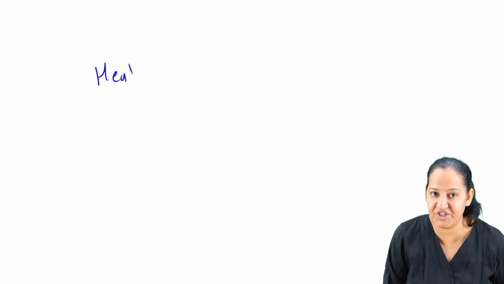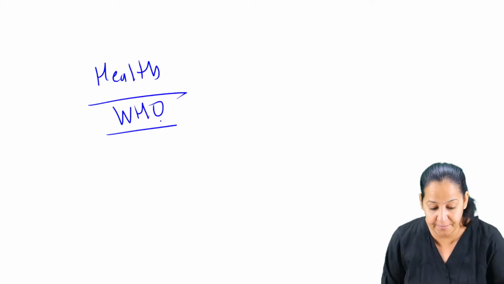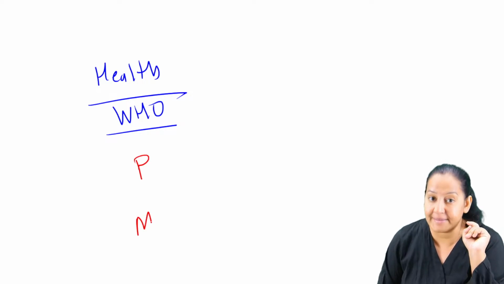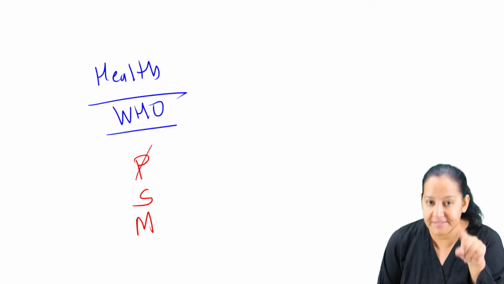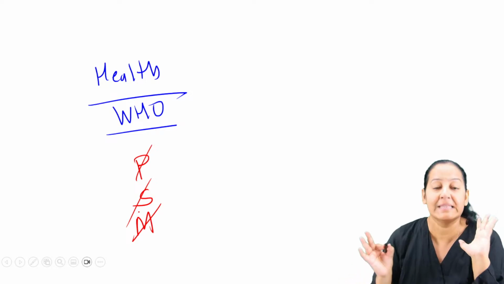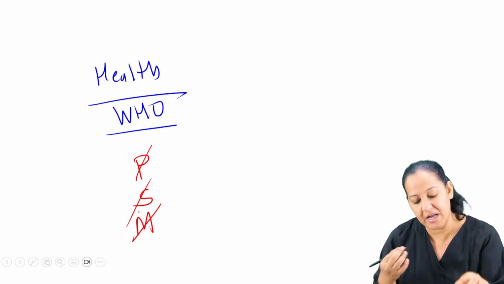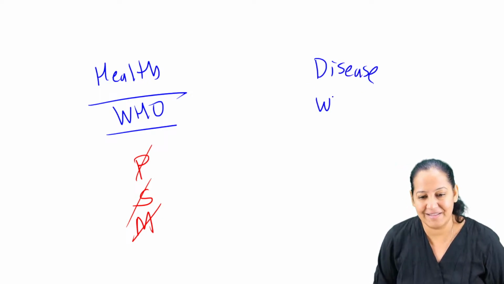So WHO has defined health. The health definition is given by the WHO. What is the definition of health given by the WHO? Health is a state of physical, mental, and social well-being. PSM. Health is a state of PSM, you can say. Physical well-being, mental well-being, and social well-being, not merely absence of disease. This is the definition given by WHO of health in 1948. Okay, but for disease, WHO has not defined. WHO has not given the definition of disease.